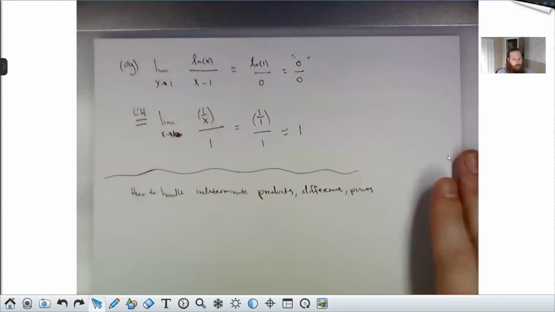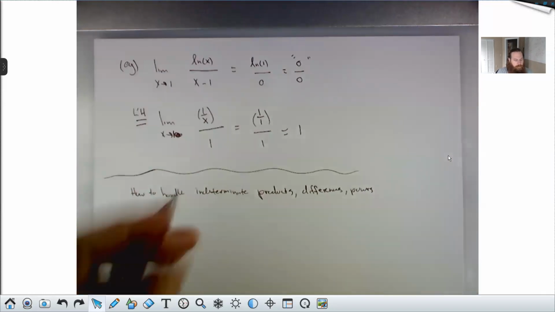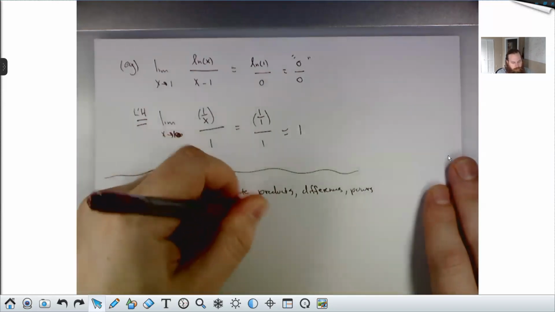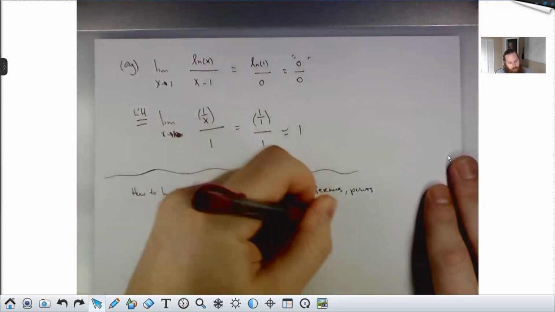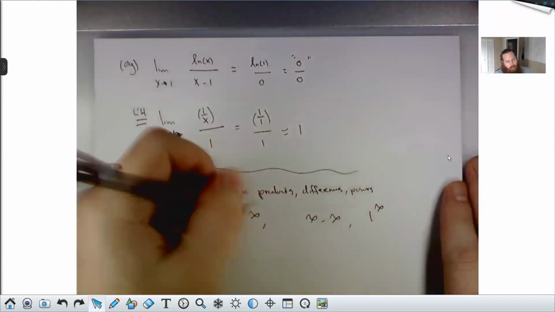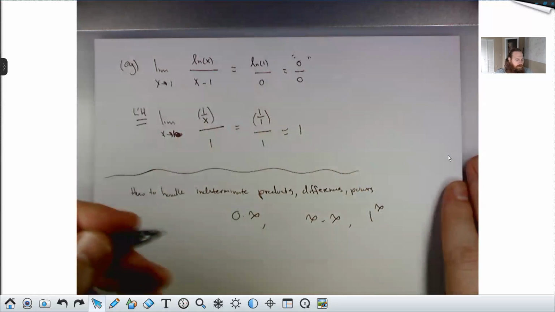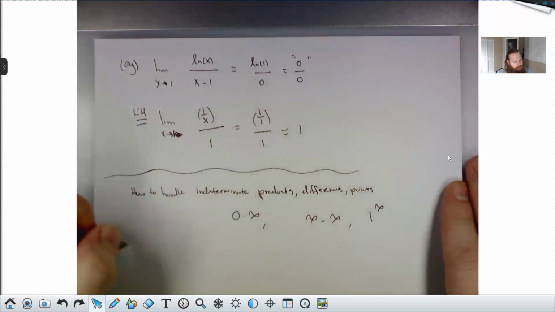Right, so the other indeterminate forms were not indeterminate ratios, they weren't fractions. Sometimes you've got infinity times 0, or infinity minus infinity, or 1 to the infinity, this sort of stuff. In each of these cases, you need to do something a little bit different.